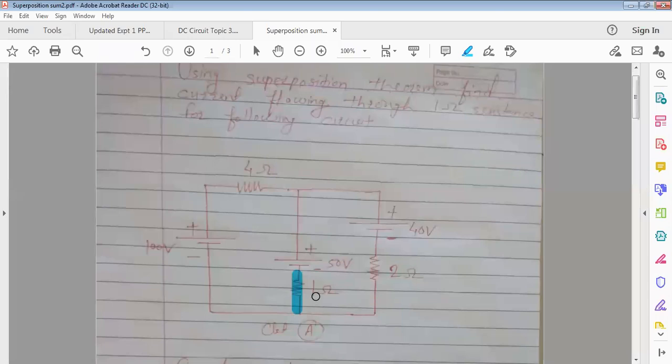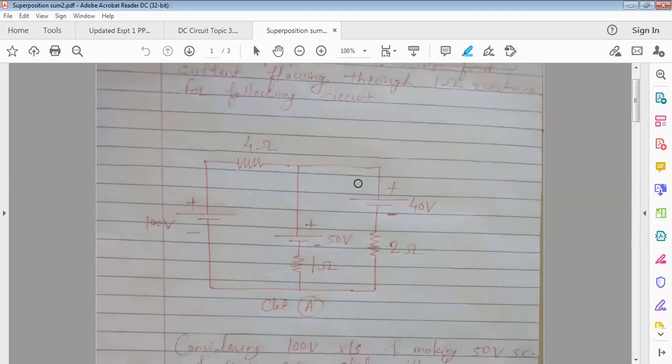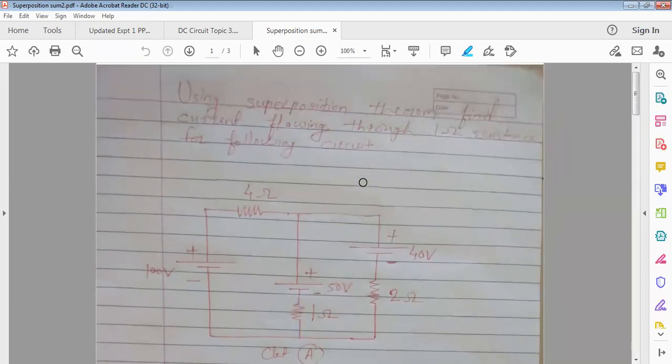So IL dash, IL double dash, IL triple dash. Out of these, any one or any two you will be asked in such sums if more than 2 sources are there. Everyone please concentrate, because a superposition theorem numerical will definitely be there. So see here, you have been asked to simplify using superposition theorem only, and to calculate the current through the 1 ohm resistance.